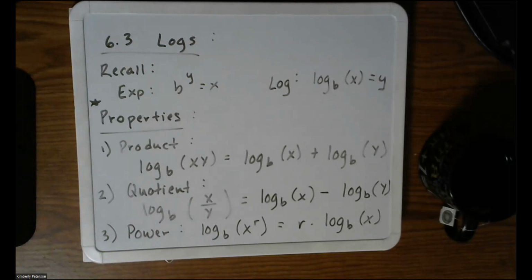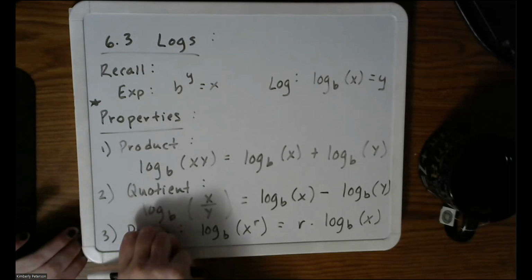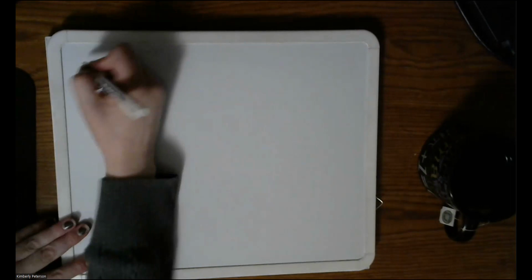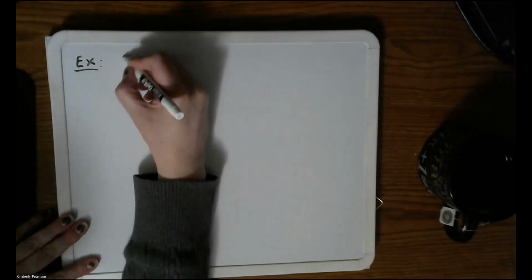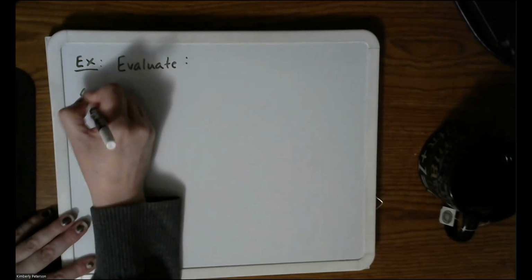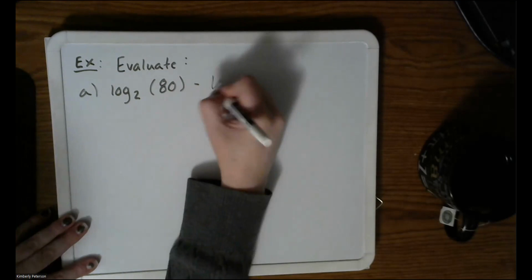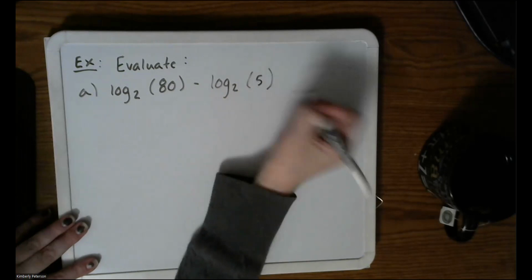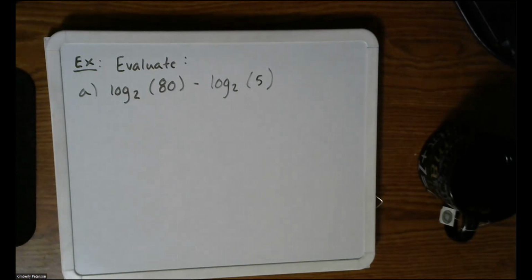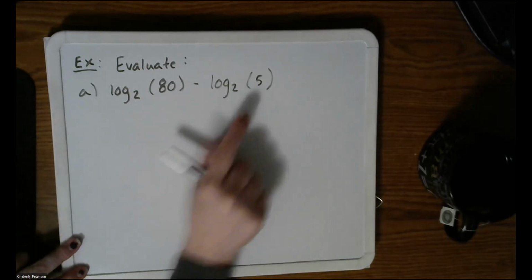Let's take a look at a couple of examples, and then I'll have you guys try some. So in this example, let's evaluate the following. Let's do for part A, log base 2 of 80 minus log base 2 of 5. Another thing that I wanted to point out with those properties, the bases have to match. If the bases don't match, you cannot combine them. So just make sure that that happens.